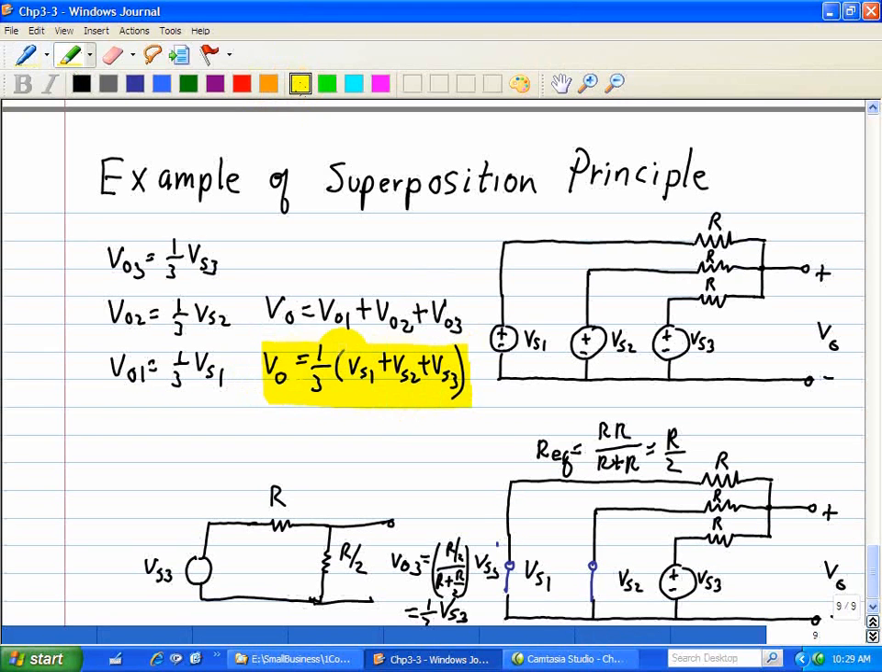Okay, so we can see it acts like a summer. So that's how you use the superposition principle to simplify our analysis of this circuit.